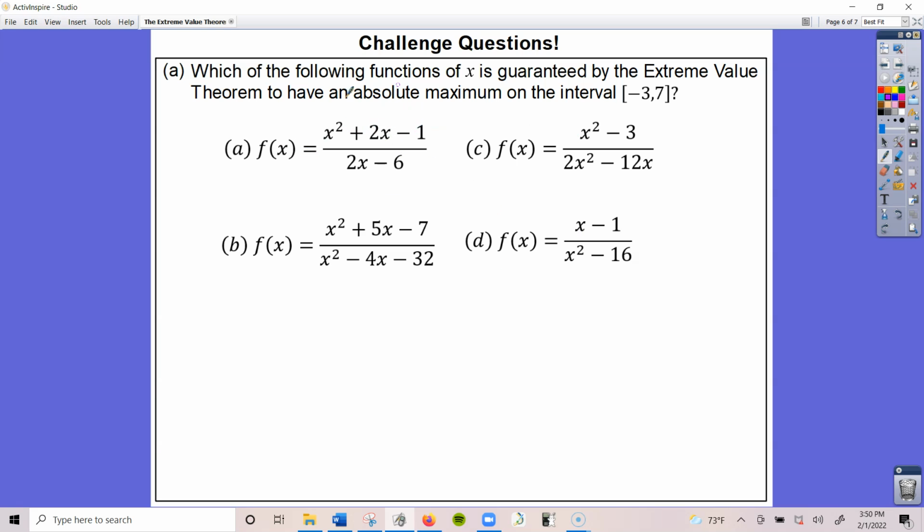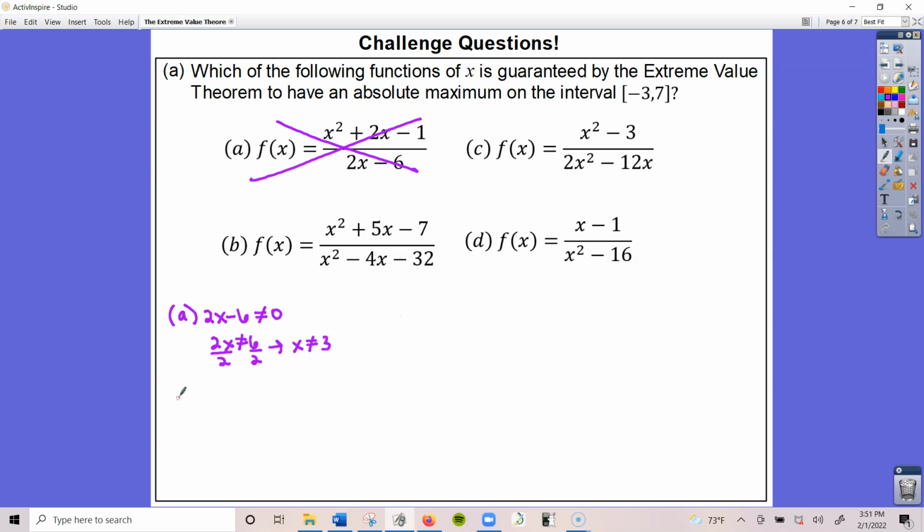Now these are all rational functions, so that means that it has to be continuous on this interval. So my denominators can never equal 0. So I'm going to start with option A. The denominator 2x minus 6 cannot equal 0. If I solve for x, I'd have to add the 6, so 2x cannot equal 6, and then divide by 2. Therefore, x cannot equal 3. And then check, is this number on the interval from -3 to 7? Since it is, A is not the answer.